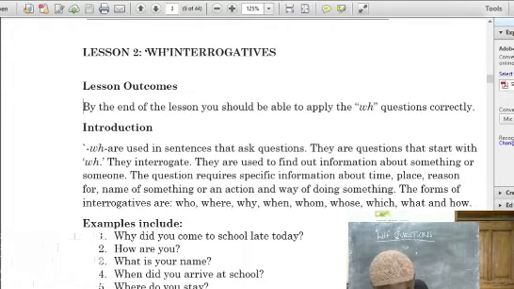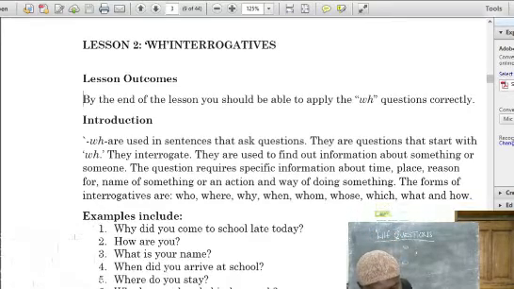Let's first look at what we have here. Before we go further, in this lesson we have the lesson outcomes, as you're looking at them there, and we are told that by the end of the lesson, you, the learners, should be able to apply the WH questions correctly. What does that mean? That after this session, you should be able to form those WH questions in your daily conversations, in your examination papers, in your daily lives. So please just pay attention, and I know this will be so easy for you.